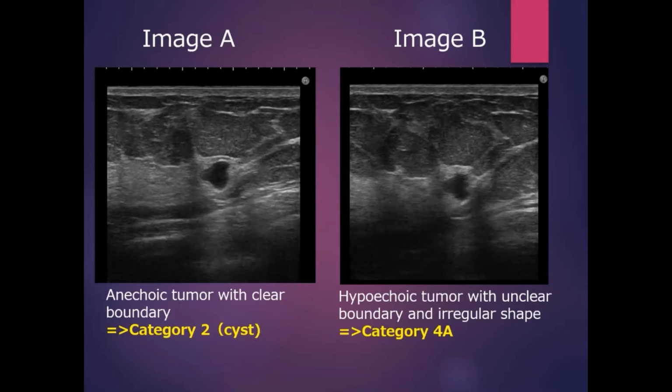Examiner can take both still image A and B from the movie of the last slide. From image A, you can judge this case is an anechoic tumor with clear boundary or cyst. But in image B, it looks like a tumor with unclear boundary and irregular shape, so the malignancy can't be denied. Your judgment differs by which image of A or B to store.